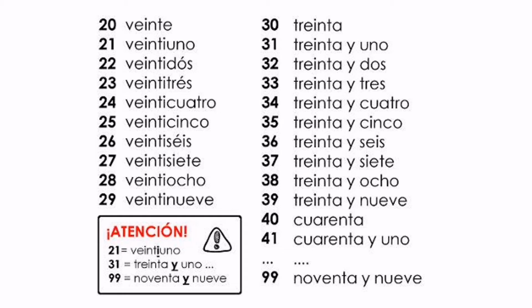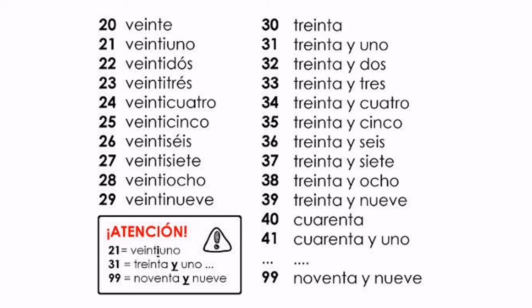Veintiuno for 21, veintidós for 22, veintitrés, veinticuatro, veinticinco, veintiséis, veintisiete, veintiocho, veintinueve. So all we do is we keep the veinte, we remove the E, we add an I, and we add all the numbers like 1, 2, 3, 4 to the 20. So this is how we form the numbers in the 20s from 20 to 29.